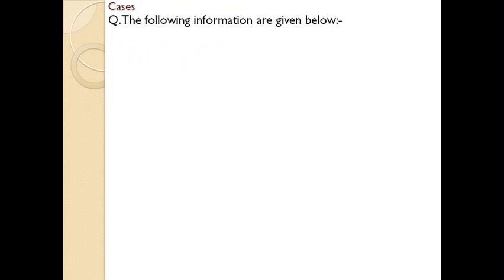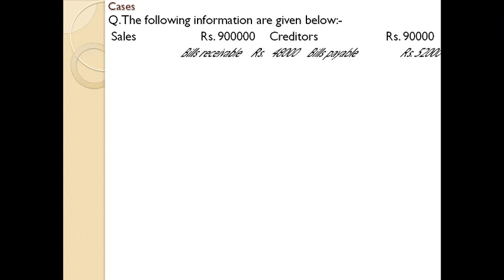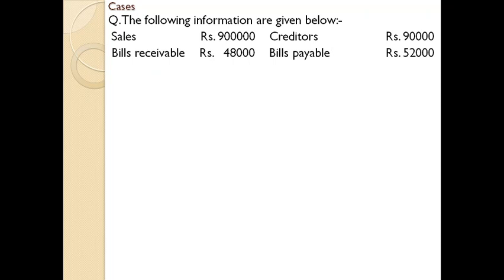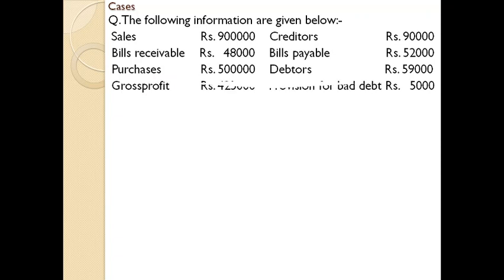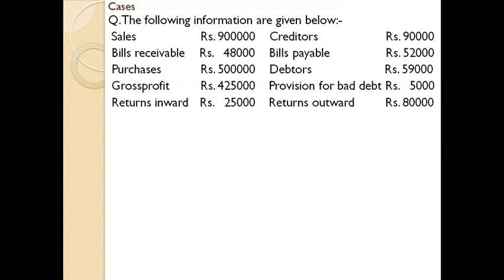Next case, the following information is given below. Sales 9 lakhs, creditors 90,000, bills receivable 48,000, bills payable 52,000, purchases 5 lakhs, debtors 59,000, gross profit 4 lakh 25,000, provision for bad debts 5,000, return inwards, another name for sales returns, rupees 25,000, and return outwards, another name for purchase returns, rupees 80,000.